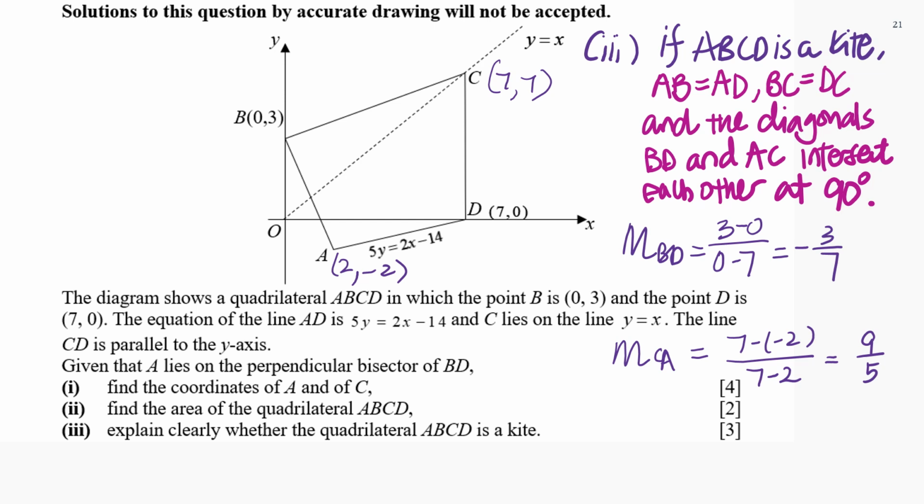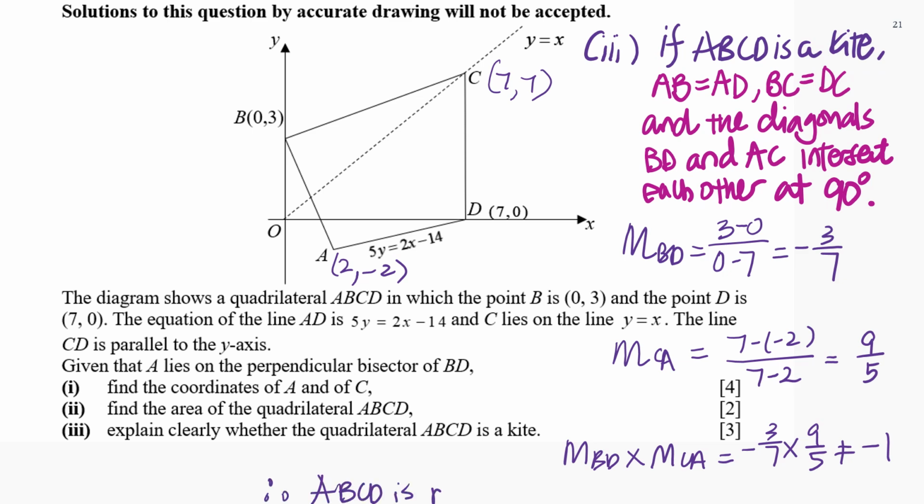Right. And we're going to multiply these two gradients together. And you see that it doesn't give you -1. Right. So it does not satisfy the conditions of a kite. So therefore, ABCD is not a kite.